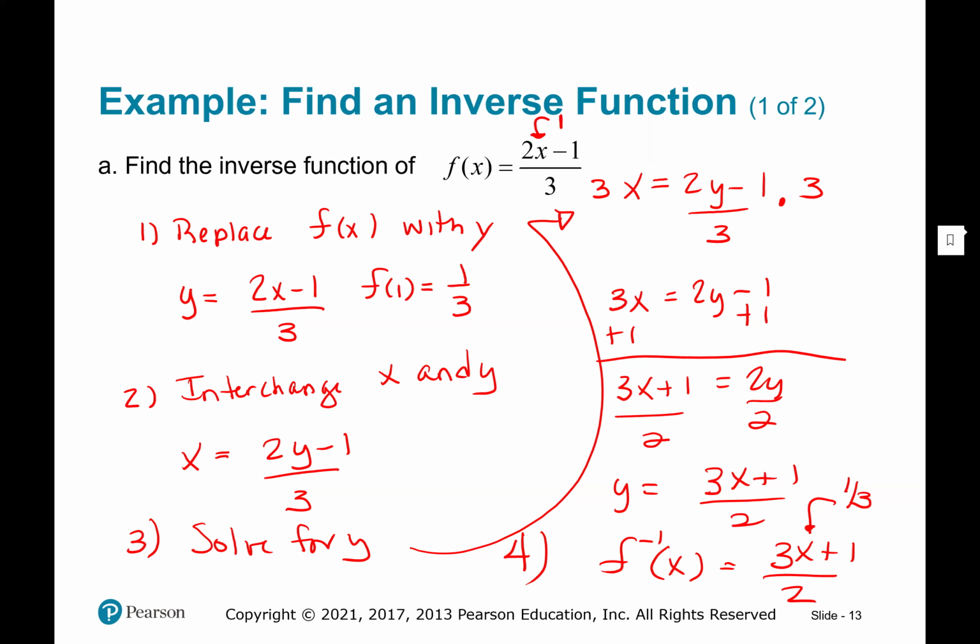3 times 1/3 is 1. 1 plus 1 is 2. 2 divided by 2 is 1. So what do they do? Exactly the opposite of each other. You input 1 in f, you output a third. You input a third in f inverse of x, and you output 1. They do exactly the opposite. Isn't that cool? That's why you're not going to get that problem on your test incorrect. Because what does a function and its inverse do? It interchanges the x's and the y's. That is what it does.